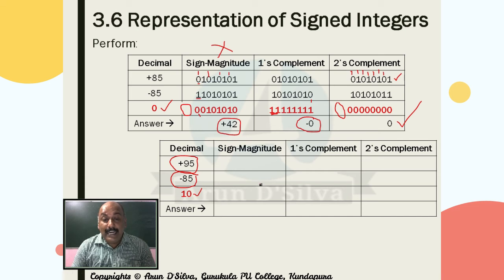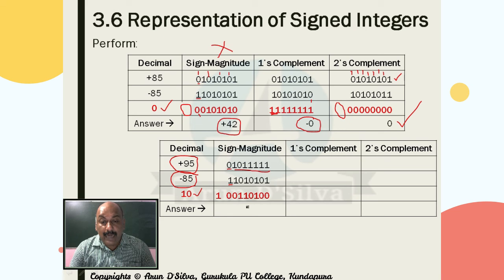So in the sign magnitude method, this is what comes. For plus 95, when you write it, the starting bit is 0, which means a positive number. The rest, 1 0 1 1 1 1 1, is the magnitude for 95. And for minus 85 in sign magnitude, the starting bit is negative, so 1, and the rest is 1 0 1 0 1 0 1. Same idea as what you have seen before.